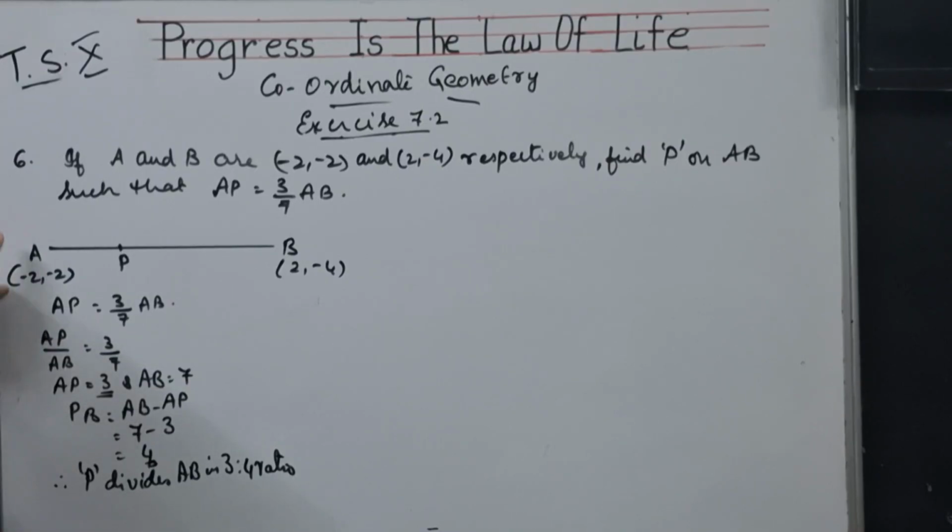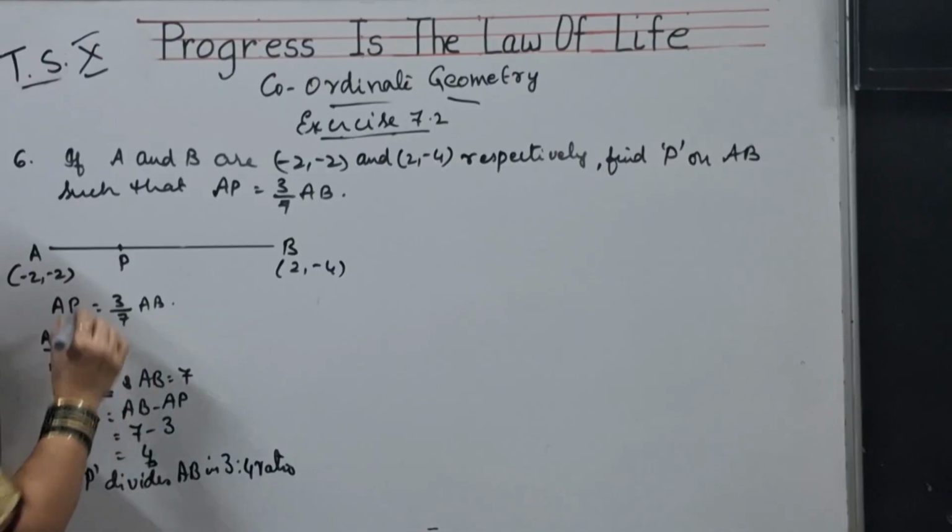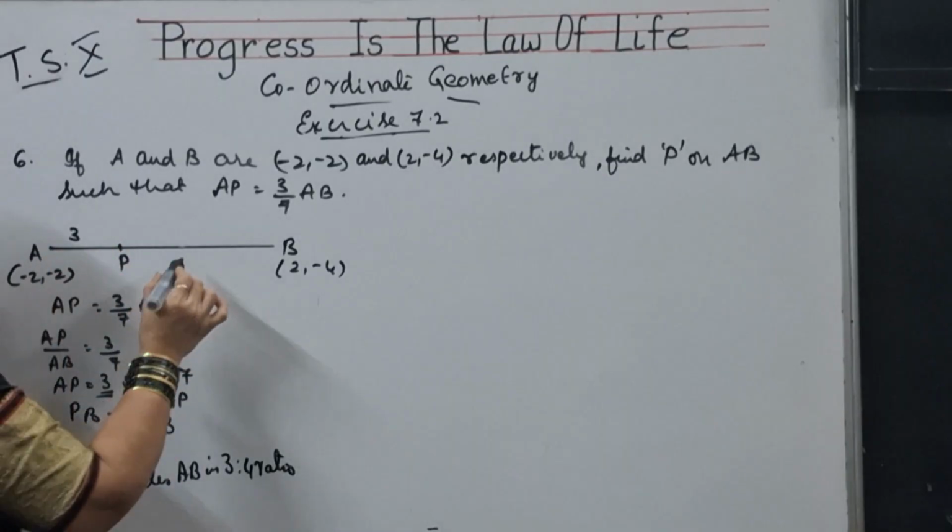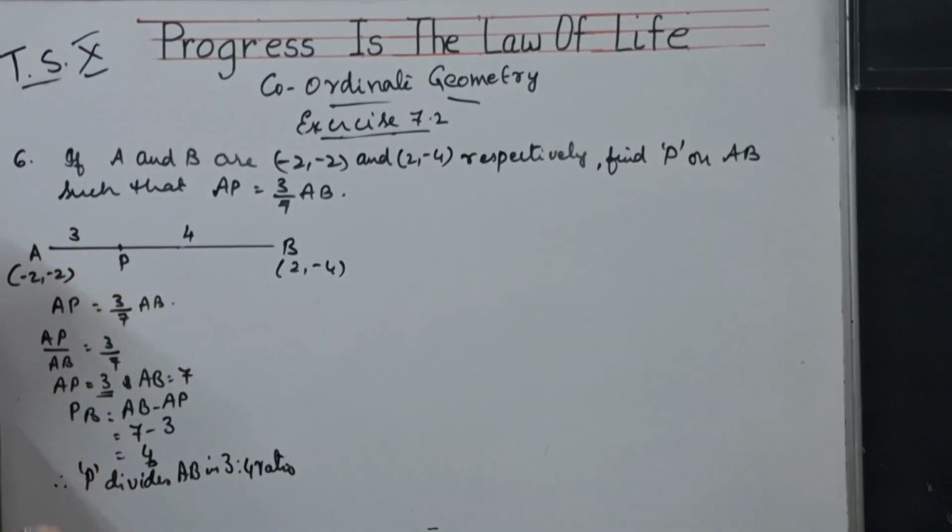Why is it, children? Because in this problem they have given AP is equal to 3 by 7 AB. That means AP by AB is equal to 3 by 7. What does this imply? AP value is 3, AB value is 7. AB means from here to here it is 7. And from here to here it is 3. That means from 7 if you subtract 3 you are getting here 4. So we are getting AP as 3 and PB as 4. 3 is to 4 ratio.